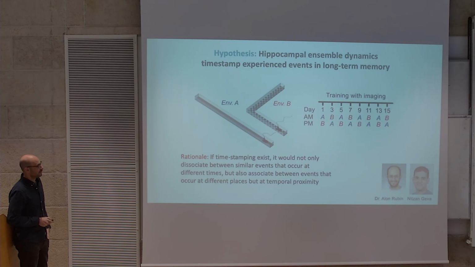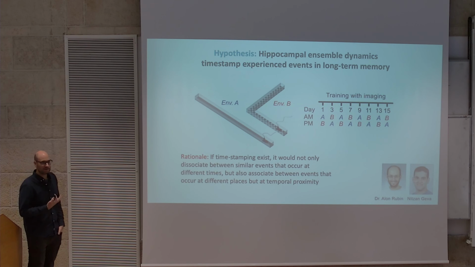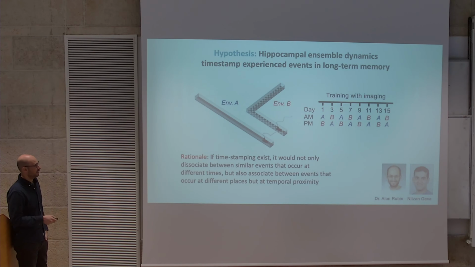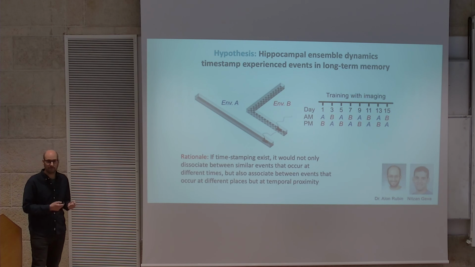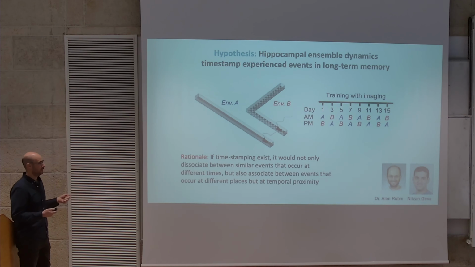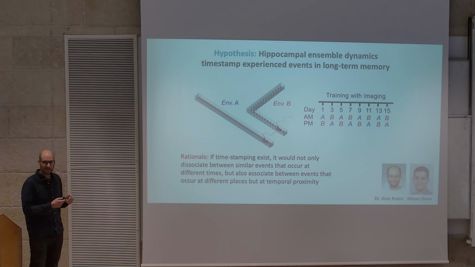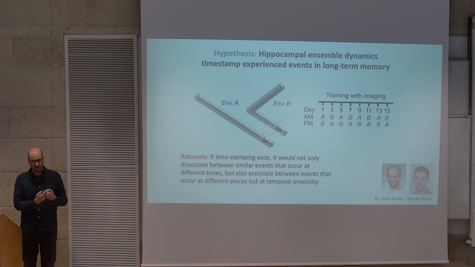And the rationale here was simple. We thought that if timestamping exists, it would not only help to dissociate between events that occur at the same place but at different times, like visiting environment A on day 1 and then again on day 9, but it would also help to associate events that occur at different places but close in time, like visiting environment A and B during the same day.